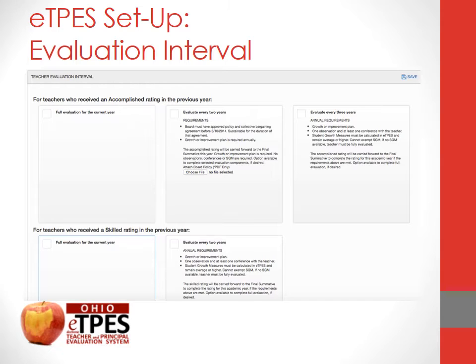And since this is the first year of the Ohio School Counselor Evaluation System implementation, there is no option yet for the school counselor to be evaluated less frequently. This option will be available for school counselors beginning with the 2017-2018 school year, based on the earned ratings of accomplished or skilled that the school counselor would earn this school year.